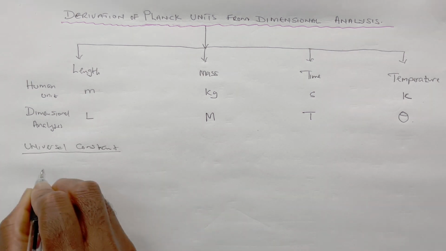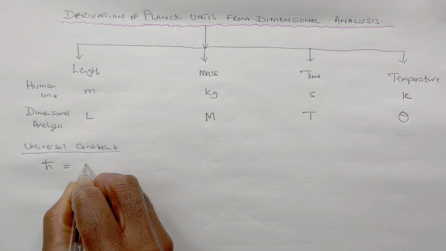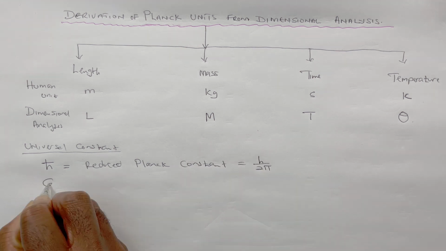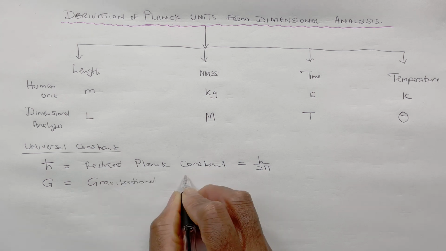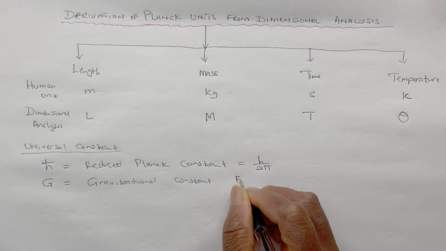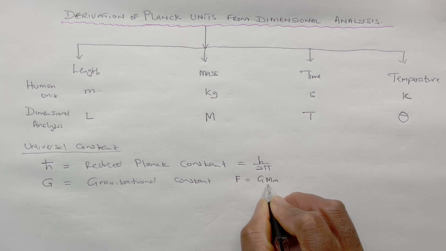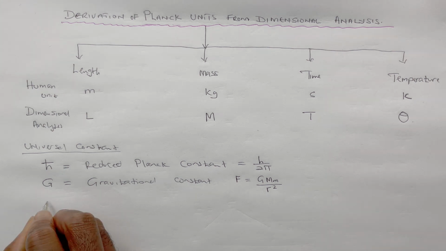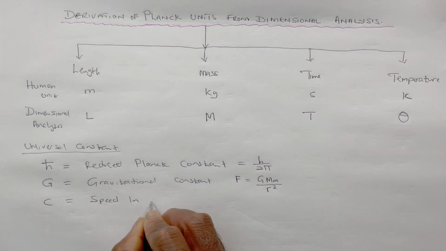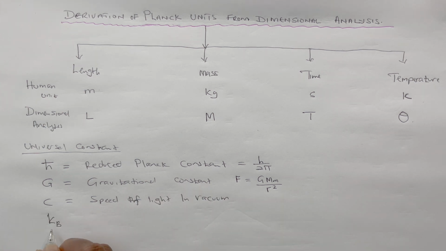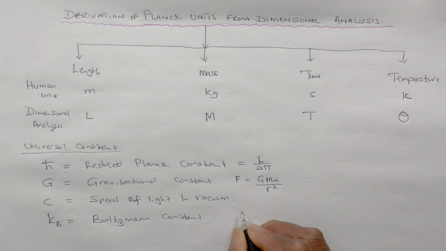The first of the universal constants is h bar, which is the reduced Planck constant, and that is h over 2 pi. Big G, which is the gravitational constant, which you can get from Newton's gravitational law, F equals G, big M, little m, over r squared. Then the third one is the speed of light in vacuum, c. And finally, the fourth constant is the Boltzmann constant, which we can get from PV equals N kb theta, theta being the temperature.